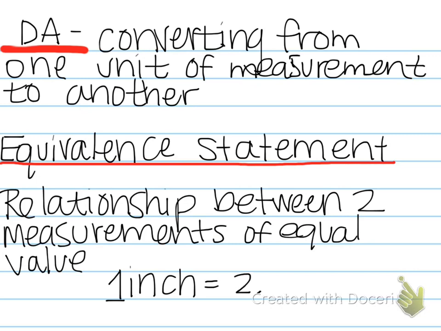equals 2.54 centimeters. Because we cannot convert directly from inches to centimeters by moving a decimal, we have to use an equivalent statement. So if I were to measure something that was an inch long, if I used a centimeter ruler, I would measure that it was 2.54 centimeters. These are the exact same measurement, but they just have a different unit. So one is in inches and one is in centimeters.